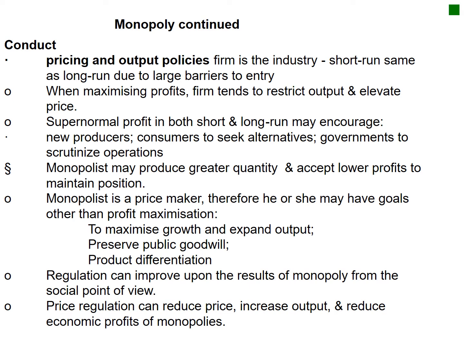A monopolist is a price maker, so the goals can also be other than profit maximization. They can seek to maximize growth and expand output, preserve public goodwill, or product differentiation. Regulation can improve upon the results of a monopoly from the social point of view, and price regulation can reduce price, increase output, and reduce economic profits of monopolies.